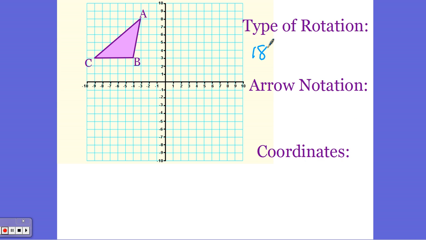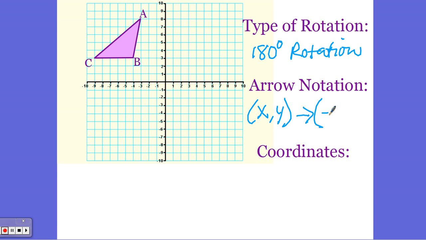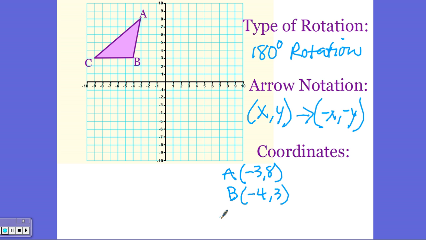Let's try a 180 degree rotation. Remember, with 180 degrees clockwise or counterclockwise is going to be the same thing. So arrow notation, remember they stayed in the same order, just both changed sign. So again, point A was at -3, 8. Point B was at -4, 3. And point C was at -9, 3.